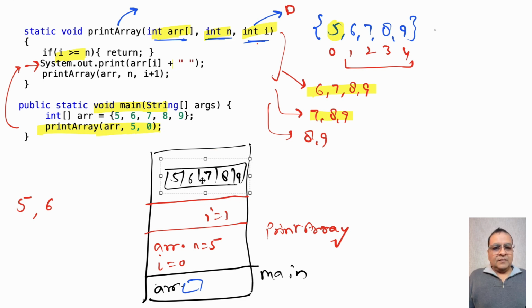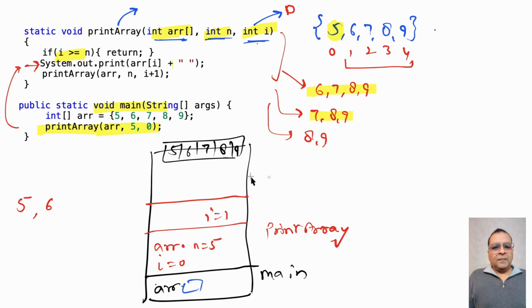Let me shift the array up so that we have some space here. And I'm making this smaller. Then the function will be called for I is equal to 2. When the function is called for I is equal to 2, then it will print 7 and then call the function for I is equal to 3.